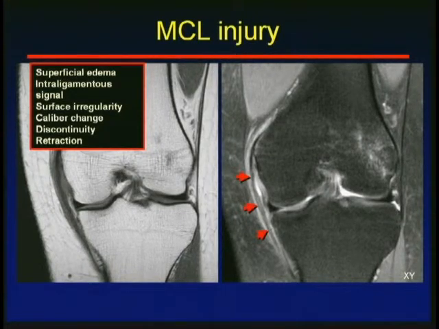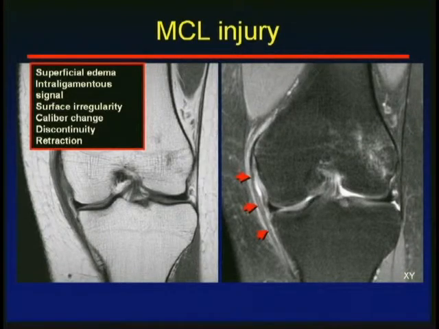So we can see in the patients who have medial collateral ligament injury, there will be a number of findings. They will frequently show superficial edema. This is very nonspecific, and it's not sufficient to make the diagnosis of an MCL injury. Some of the important causes for it are if there's a Baker cyst that's extravasating, because that fluid likes to track along the medial side of the joint.